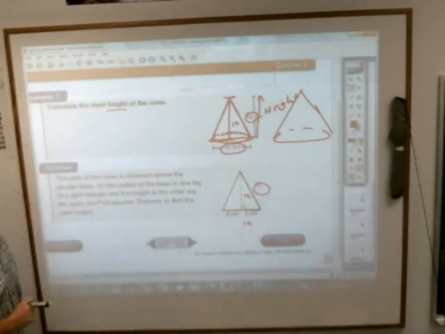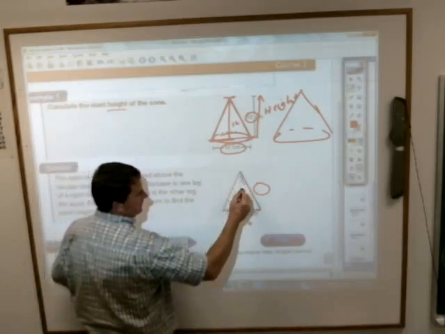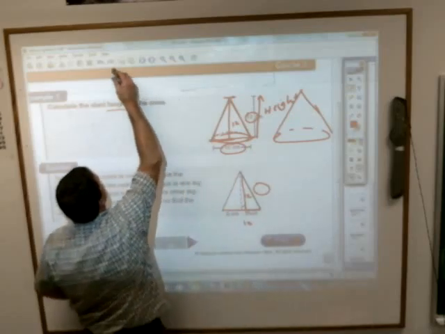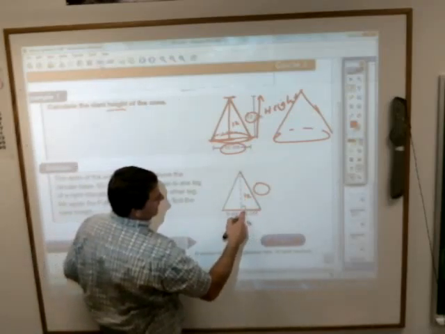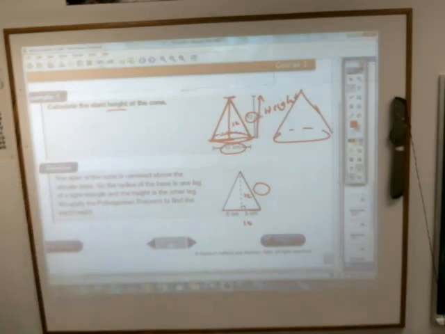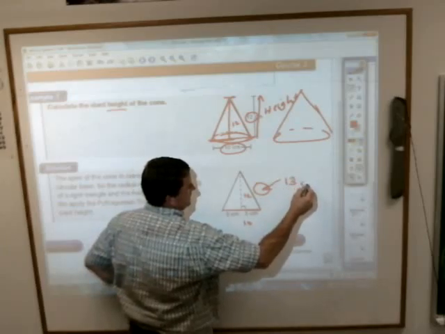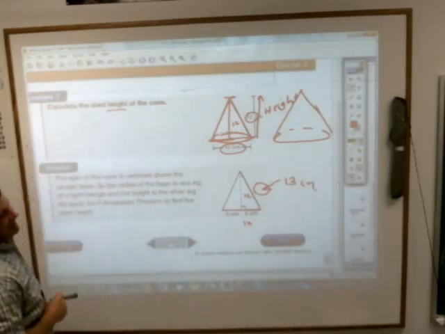How would you go about doing that, Lucas Espanol? Well, you're going to look for a triple, because this triangle here is, well, I missed it, sorry. This is a 5, 12, 13. Is there a 5, 12, 13? So the slant height would have to be 13 centimeters. So that is the slant height.